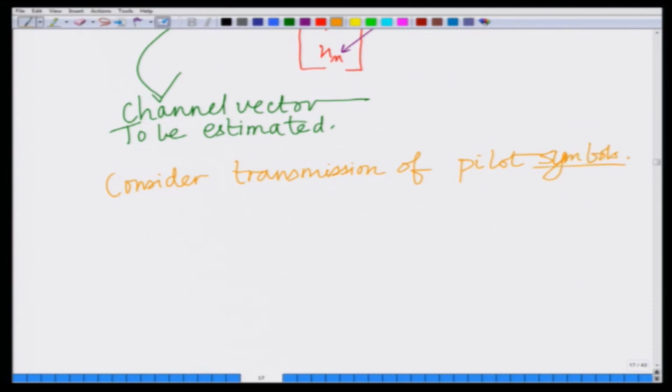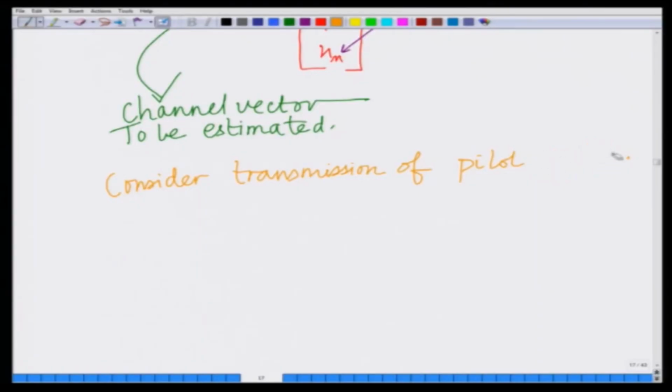However, I have been slightly inaccurate because we have multiple antennas. So, we need the transmission of one pilot symbol from each transmit antenna. So, rather than pilot symbols, we will actually be transmitting pilot vectors, where the vector of transmitted symbols corresponds to one transmit symbol from each transmit antenna. So, we will talk about pilot vectors, right.